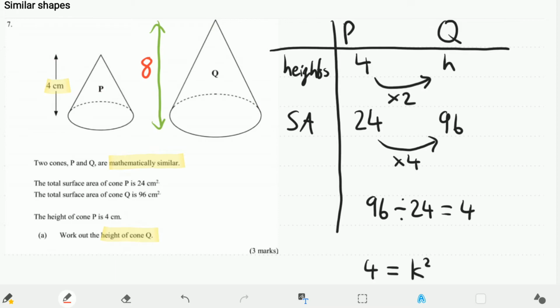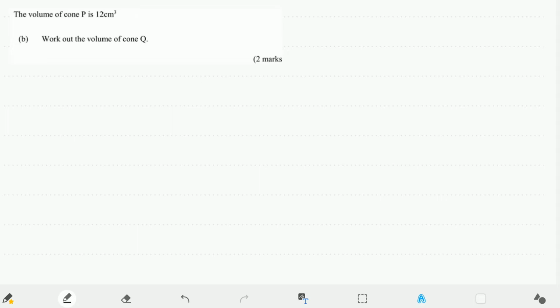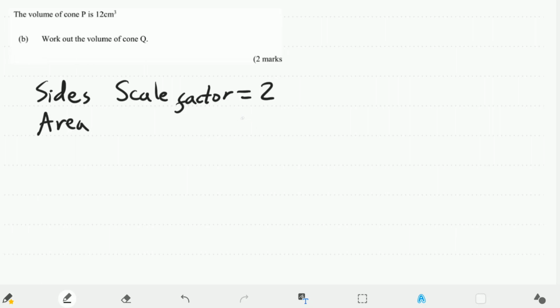All right, but this question comes in 2 parts. Now the second part of the question is the volume of cone P is 12 centimeters cubed. Work out the volume of cone Q. Well, we know that the scale factor of the sides is equal to 2, as we figured it out. For the area, it would be 2 squared, which is 4. And for volume, the scale factor would be equal to 2 cubed, which is 8.